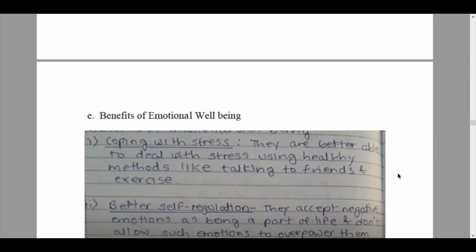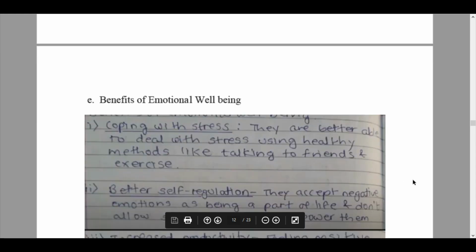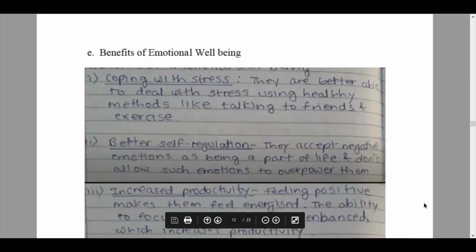Then we move forward to our part E, benefits of emotional well-being. First benefit is coping with stress. They are better able to deal with stress using healthy methods like talking to friends and exercise. Second benefit is better self-regulation. They accept negative emotions as being a part of life and don't allow such emotions to overpower them.